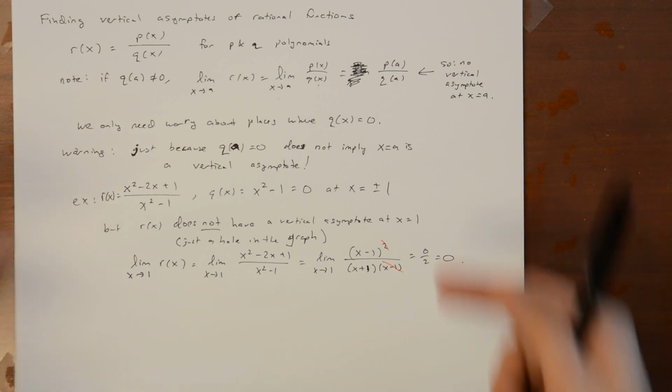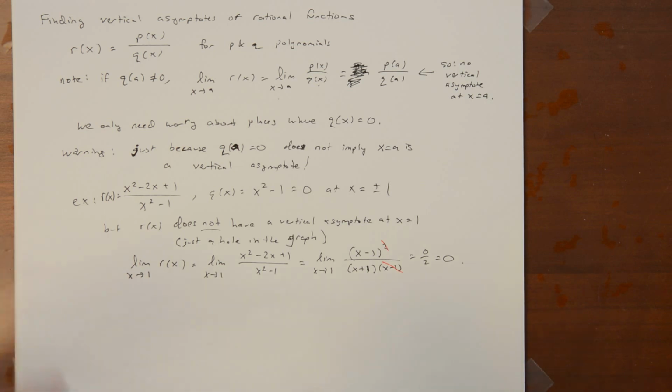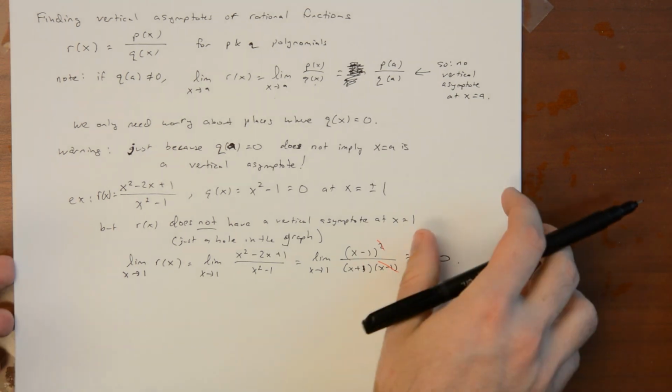So places where the denominator is zero are potential places for vertical asymptotes, but they do not have to be vertical asymptotes. But to determine where the vertical asymptotes are, you basically just use this idea. You're going to take your rational function, factor the numerator and denominator, cancel like terms, and then places where the denominator is zero and the numerator is not are the vertical asymptotes.